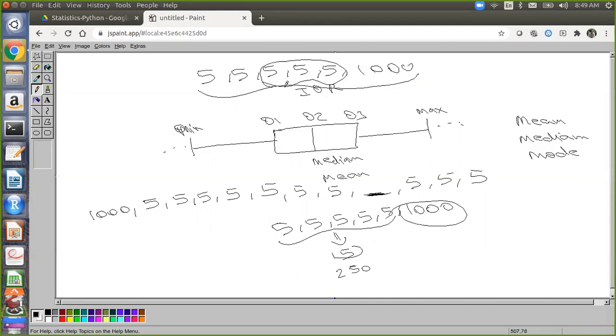Okay, did you get what I'm trying to make you understand? Is there any question? If all of you are okay, then I'll go on to the next thing. So this is basically the significance of the interquartile range.